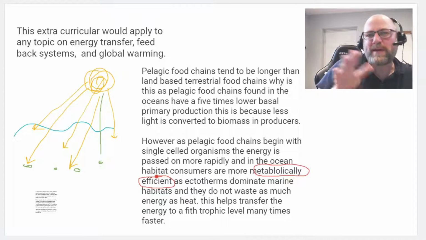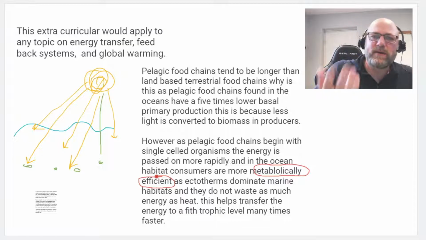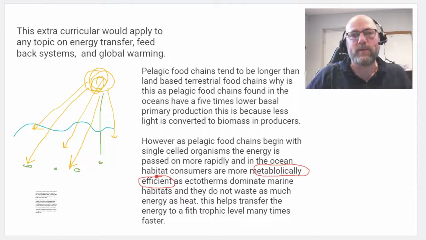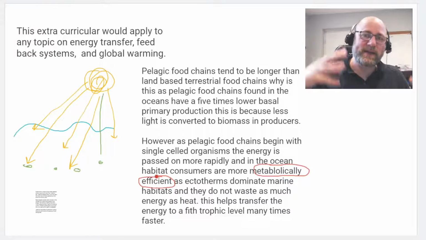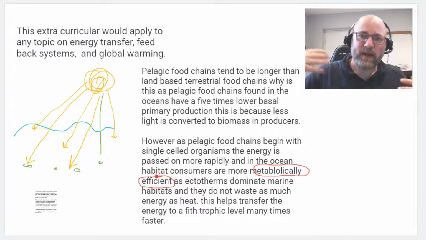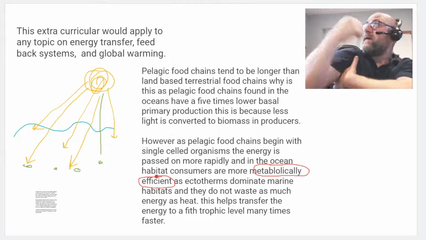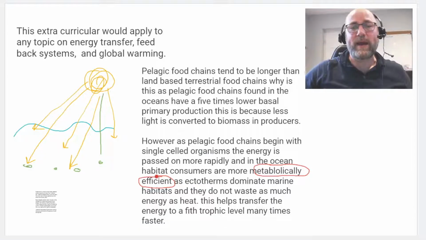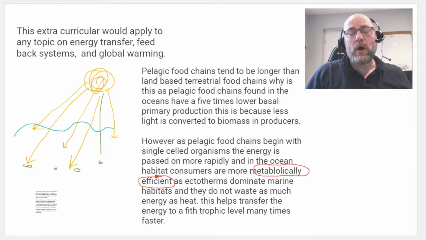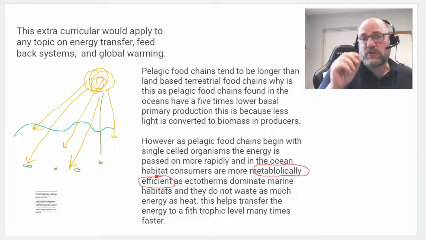You may have learned what an ectotherm and an endotherm is already in AQA biology. An ectotherm is basically a cold-blooded animal, they can't regulate their temperature. But because of that, ectotherms don't lose heat. Because we regulate our temperature, we lose a lot of energy as heat. Those animals in the ocean don't lose as much.